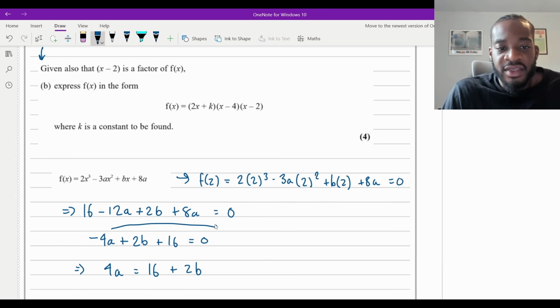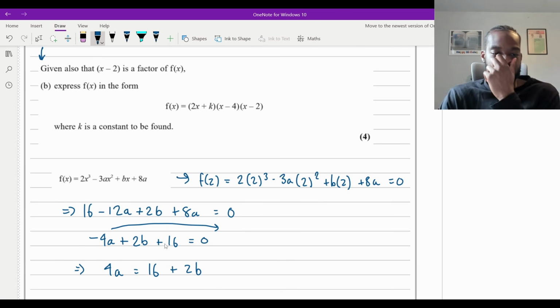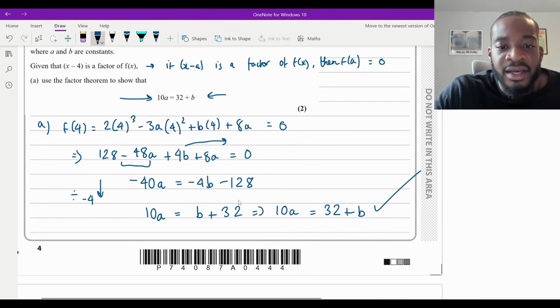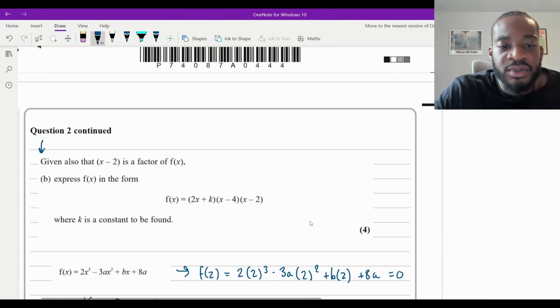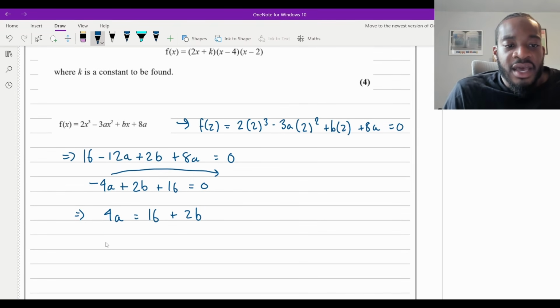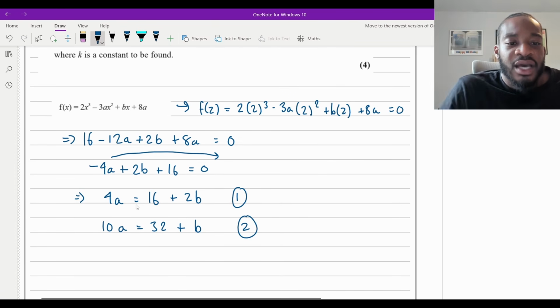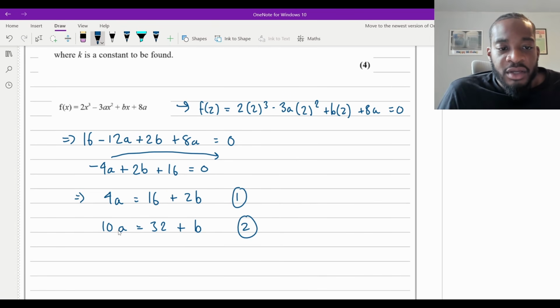So all I've done is move that there, and then swapped the 2b and the 16, so it's not a problem. The reason is just due to the fact that the show that in part A has that same structure, 10a is equal to 32 plus b. I wonder why. So this is equation 1. 10a is equal to 32 plus b is our equation 2. We want to solve simultaneously. I think you can just put this in the calculator from here, but I'll just do it. What I'm going to do, I'm going to halve that one, aren't I? I'm going to divide that equation by 2.